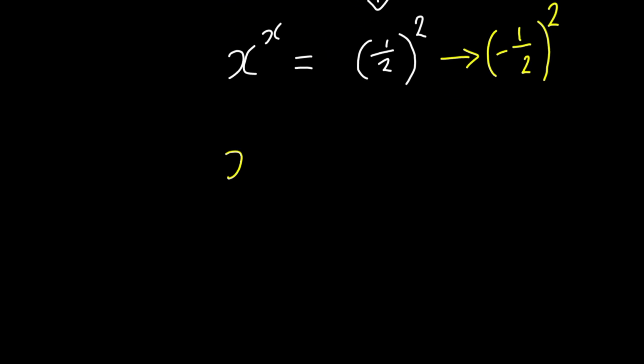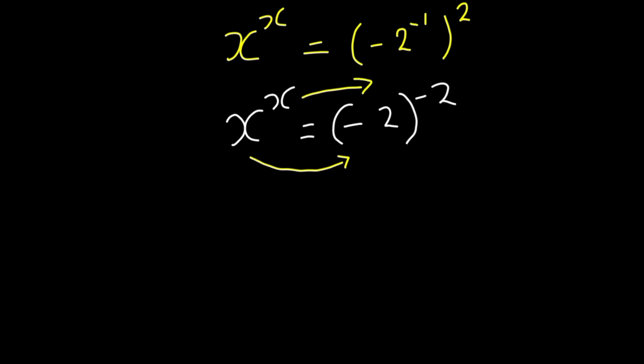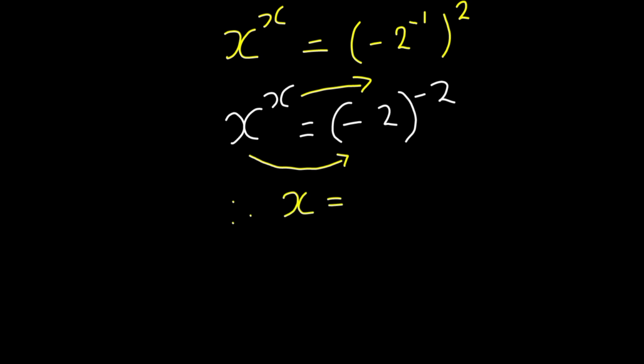So we're going to have x to the power of x equals, also we can rewrite minus 1 over 2 as minus 2 to the power of minus 1 all to the power of 2. So therefore from here we say x to the power of x equals minus 2 all to the power of minus 2. Then if we observe by direct comparison, therefore we'll find out that x equals negative 2.